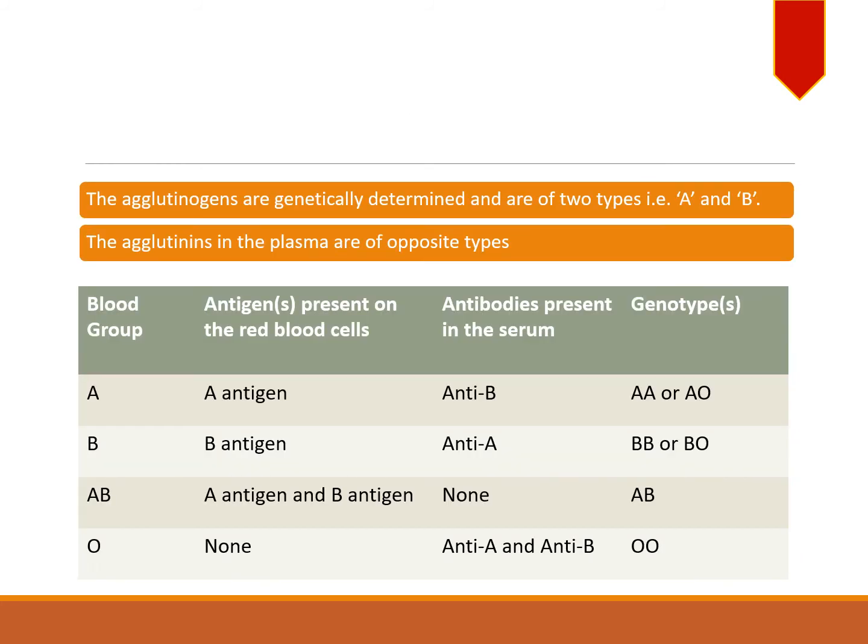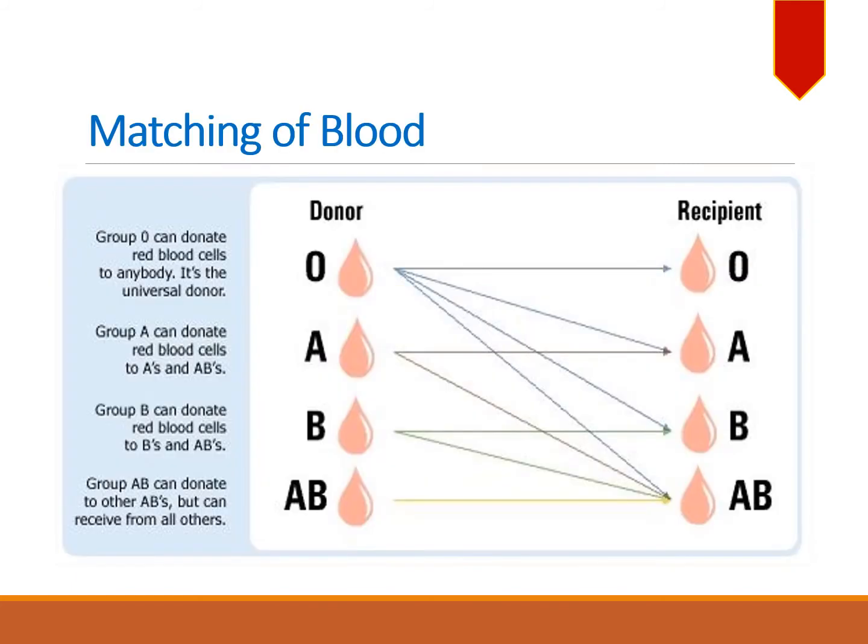The agglutinogens are genetically determined and are of two types, that is A and B. The agglutinins in the plasma are of opposite types. See the following table. Next, we'll study the matching of blood. On the left side, you can see the donors, whereas on the right side, you can see the recipients.